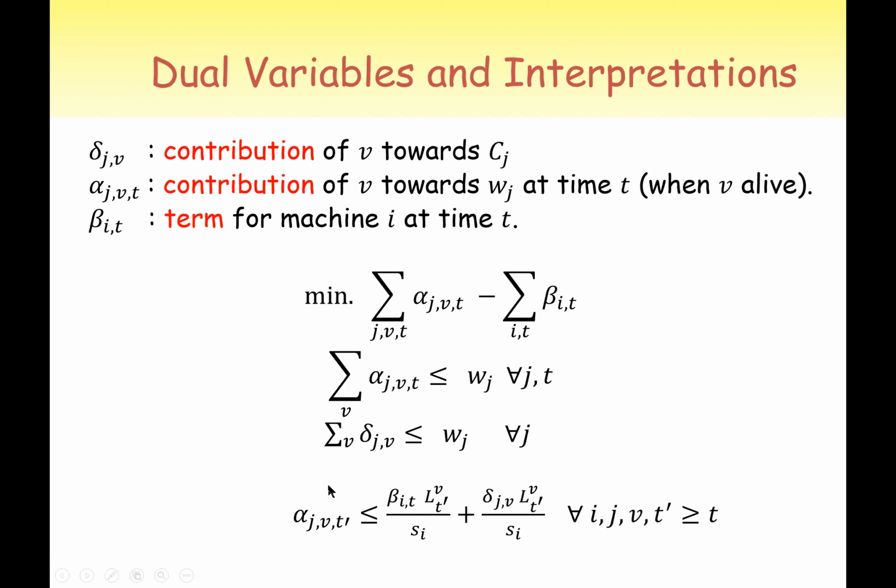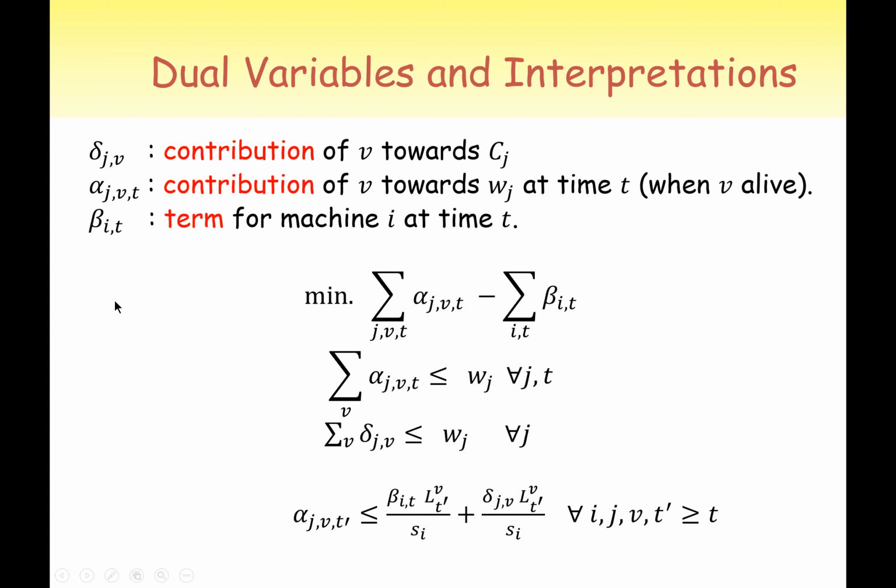So the total sum of delta JV would be at most WJ. You can think of WJ as 1. So it's saying that delta JVs are distributed, evenly or in some manner, among all the tasks. There's a term alpha JVT, which says what the contribution is. One way of thinking about completion time is that at each time t, you see which jobs are alive then, and you add WJ for that job. So alpha JVT is again saying that it's the responsibility that task V is taking if job J is alive at time t. And again these things should add up to at most WJ.